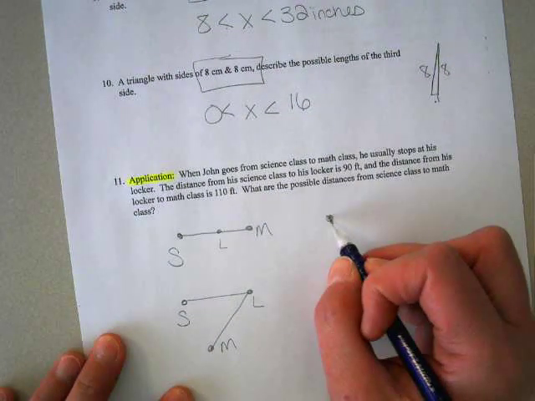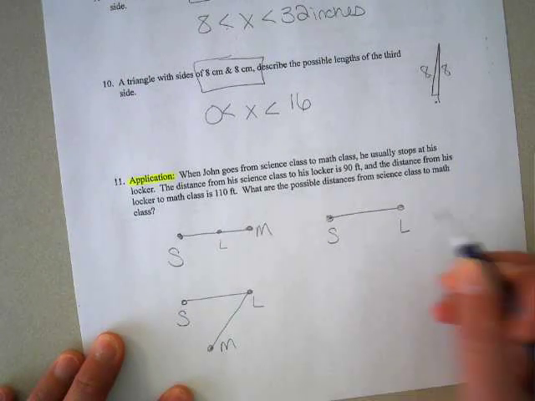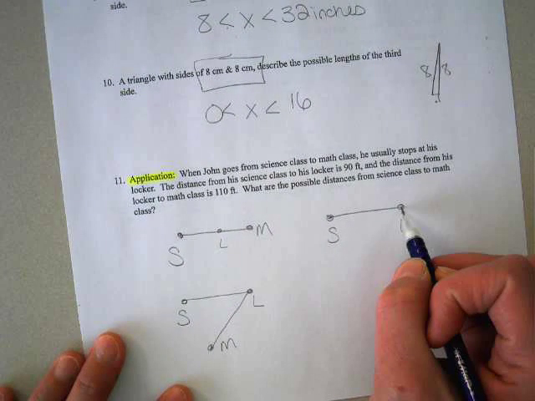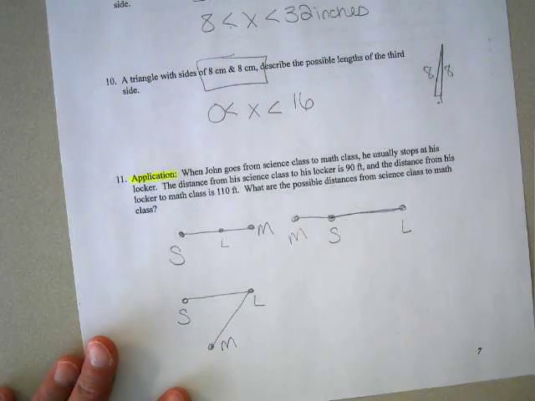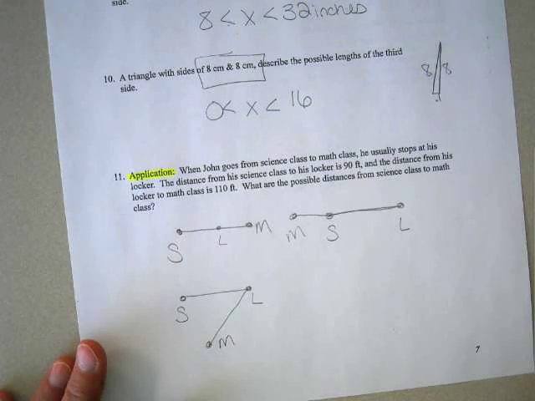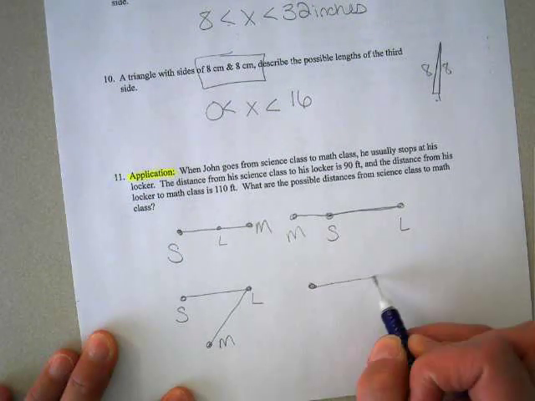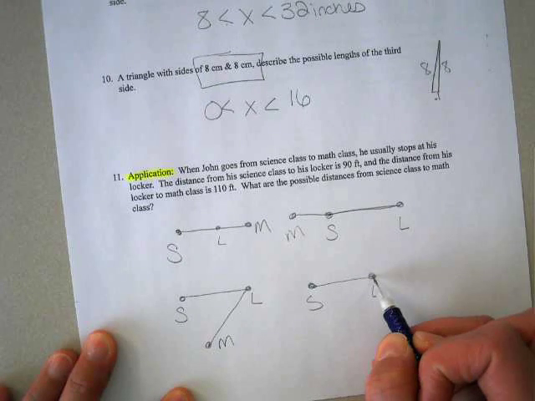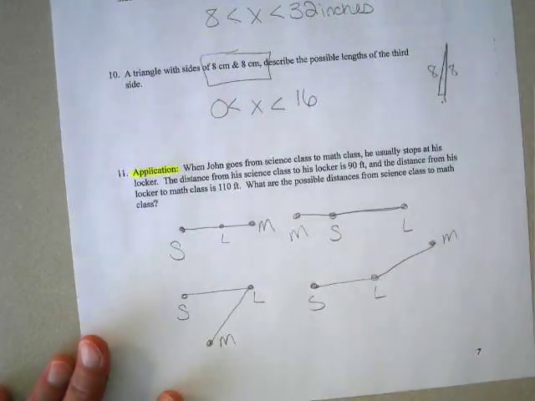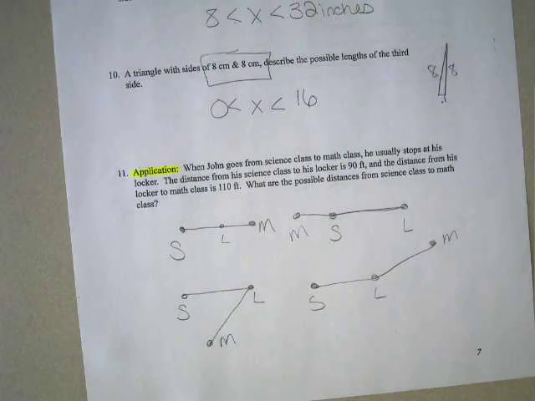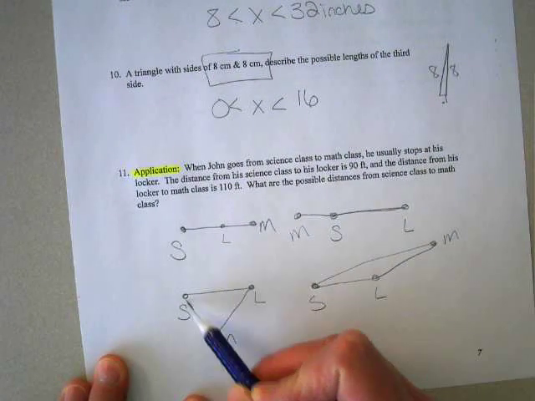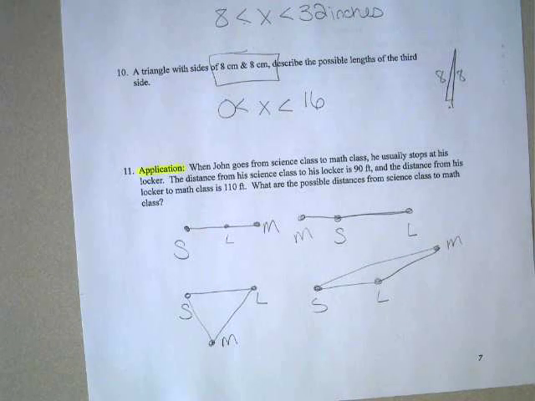Could he go from science to his locker and then have to go backwards past science to get to his math? Yes? Or what if he goes from science to locker and then math is way over here? Correct? See, what they're trying to show you is that in real life, it could be a triangle, couldn't it? It could be a triangle. But in real life, does it have to be a triangle?